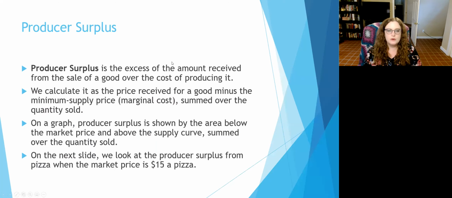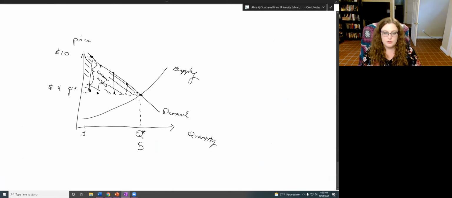There we go. On the other side, we also have producer surplus. So that's the consumer side. Consumers are happy. They love a good deal, right? But let's think about what the producer surplus side would look like.